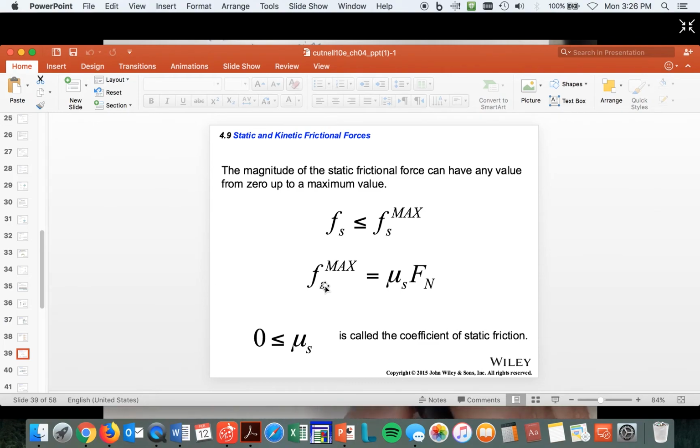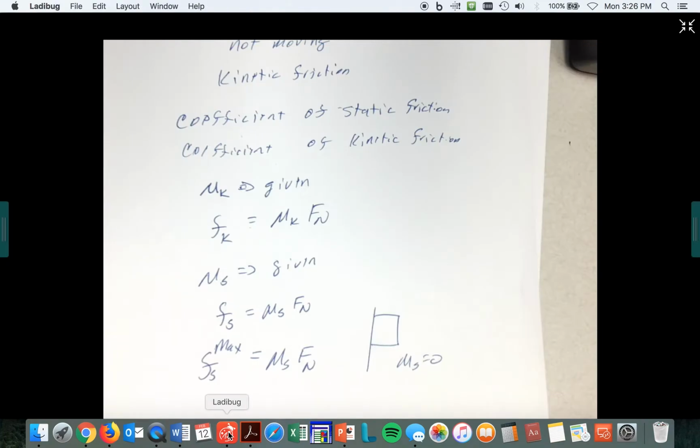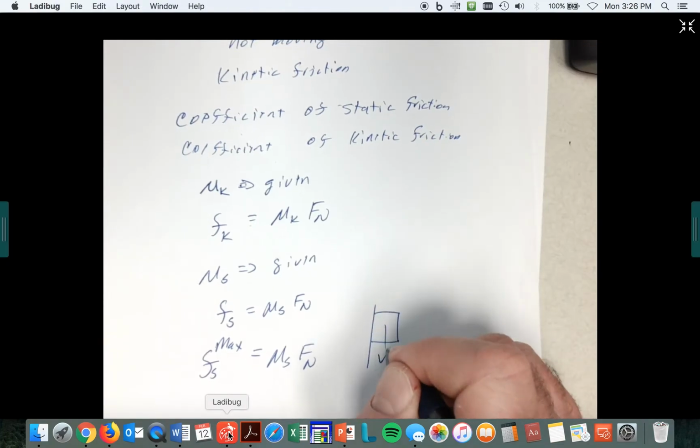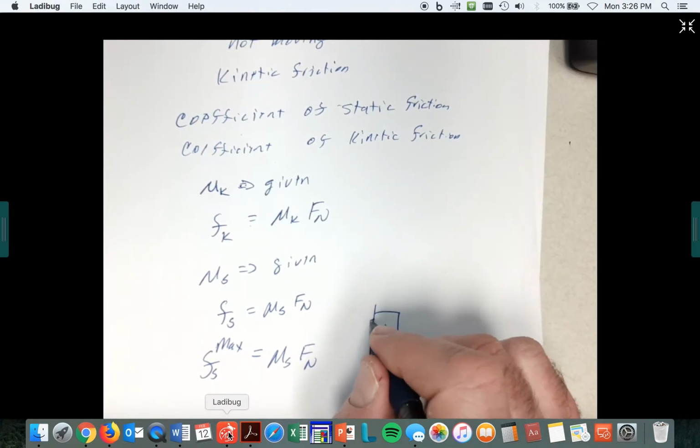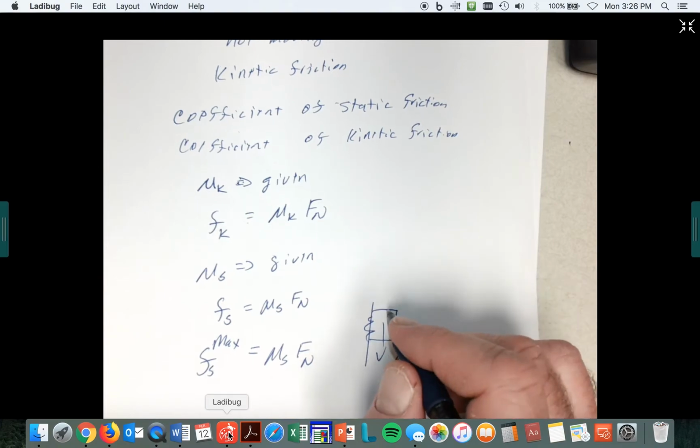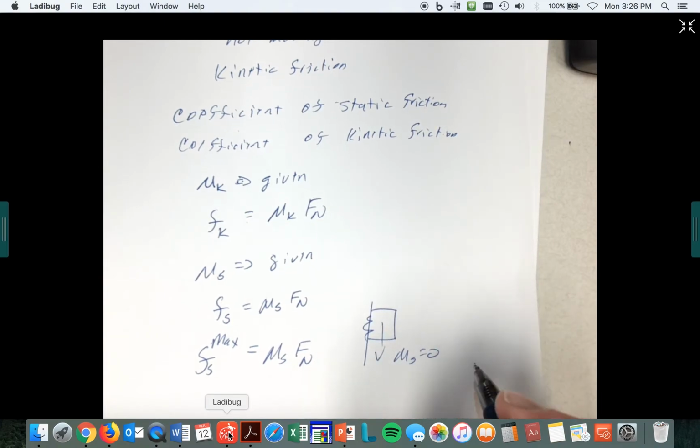So if you've got a block on an incline like this, that equals 0. Sorry. If you've got an incline with a block on it, because they're not going to be in contact anymore, it's falling. But the max, you pull harder and harder and harder, and it's mu of S times the frictional force.